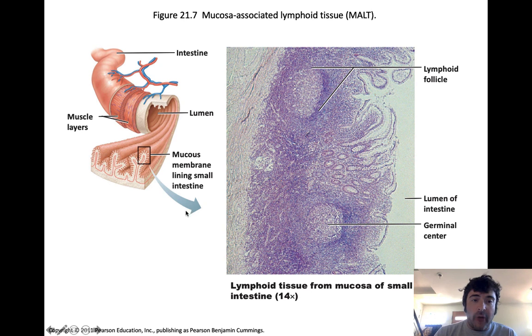Now, we're going to draw a focal point to just some of the lymphatic follicles or the lymphatic nodules. This is also called mucosa-associated lymphoid tissue. Along your GI tract, a huge percentage of your immunity actually derives from your GI tract, and it's because you have all these bundles of lymphatic tissue lining your GI tract that we'll just call MALT.